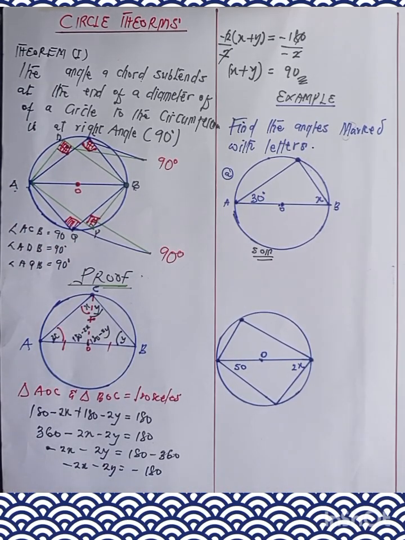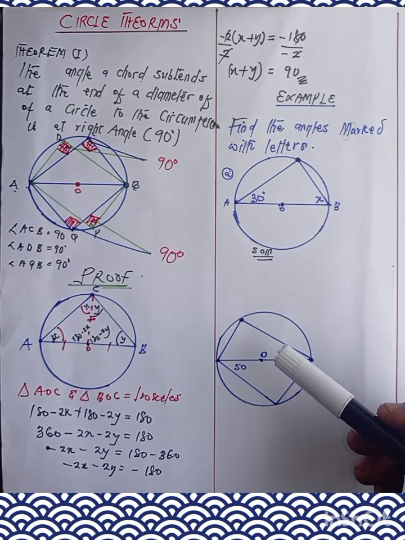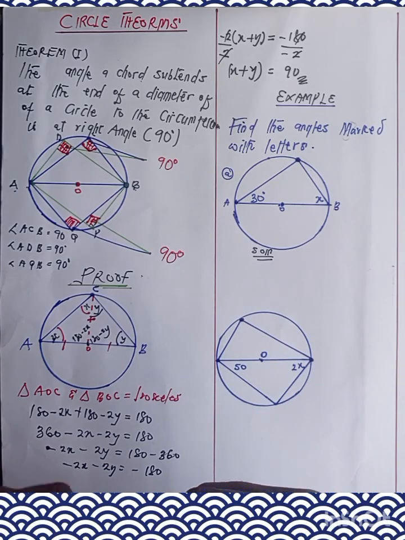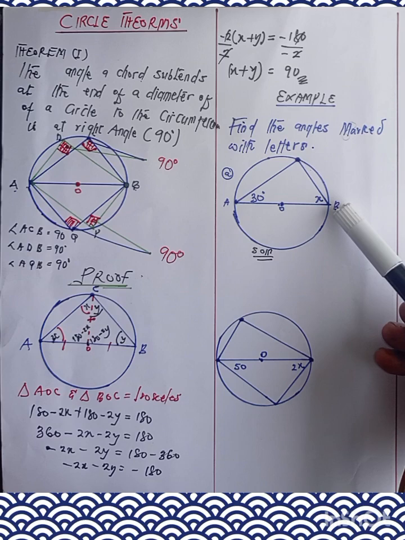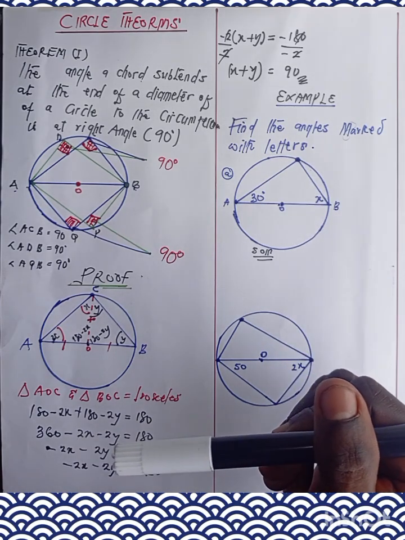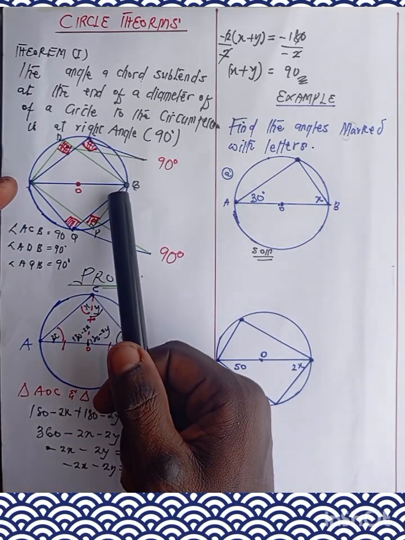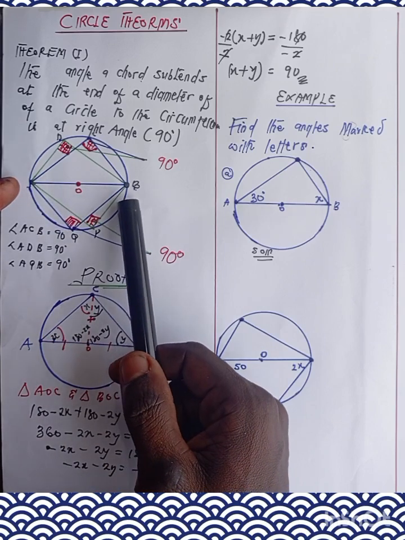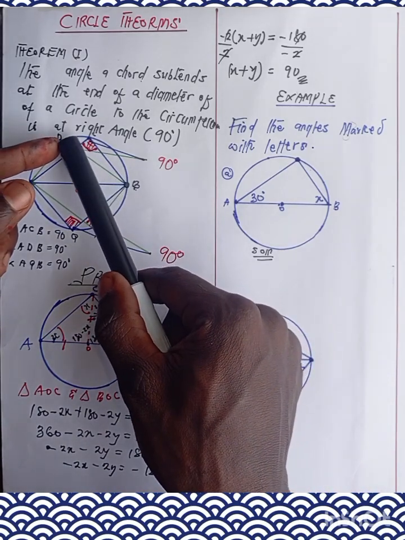So let's look at the examples. We have to find the angles marked with letters in the diagram below. So we have two diagrams. Let's look at A. Looking at the diagram, we can see that we have a center O and a diameter AB. Now we have 30 degrees and then angle x and this very angle. When we come back and look at theorem 1, we can see that we have a chord AB and that is the diameter. And any angle that is subtended by the ends of a diameter is equal to 90 degrees.